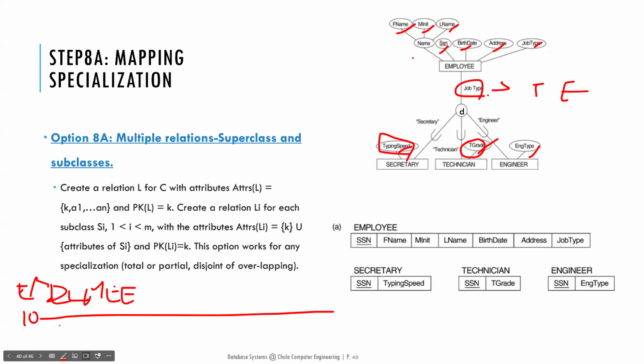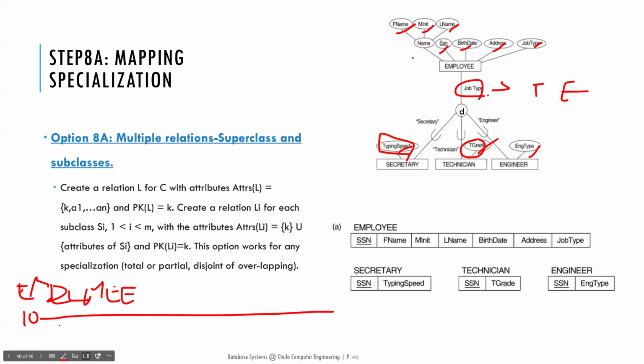Yes. But then what would be the incriminating is this job type, which is the most important thing, right? But what could be the key? The key will still be the SSN. Right? You make SSN the key. And that's it. All right.